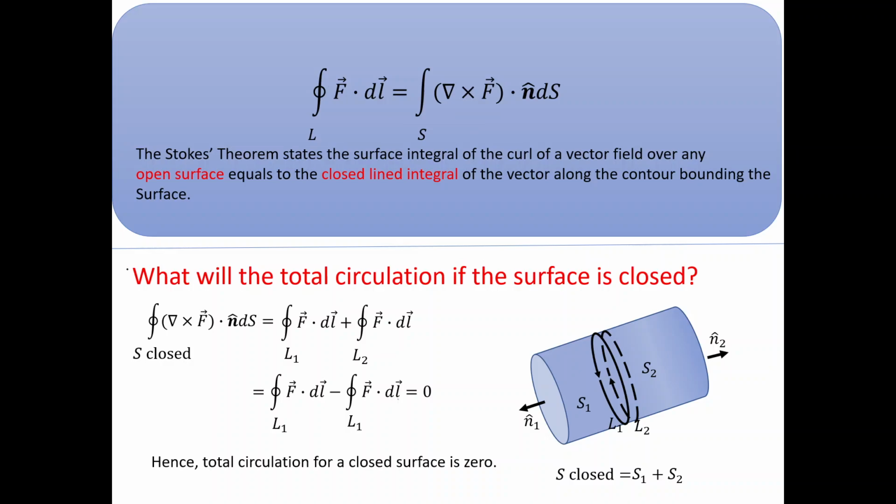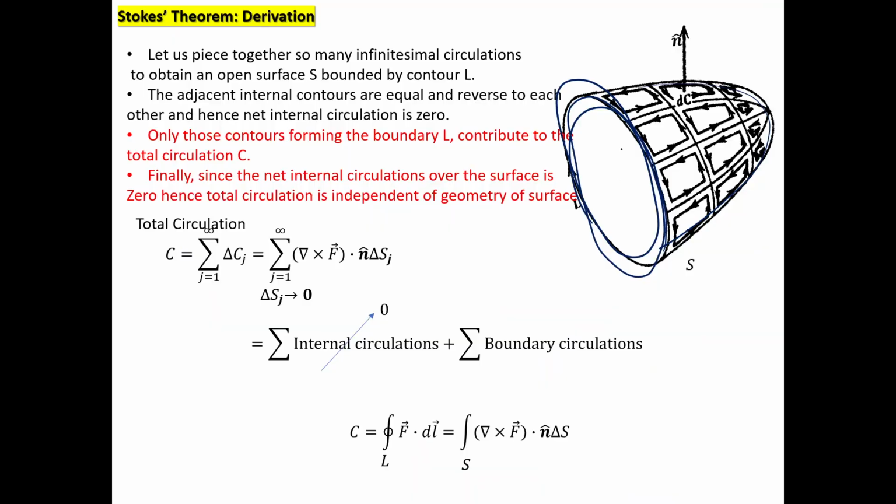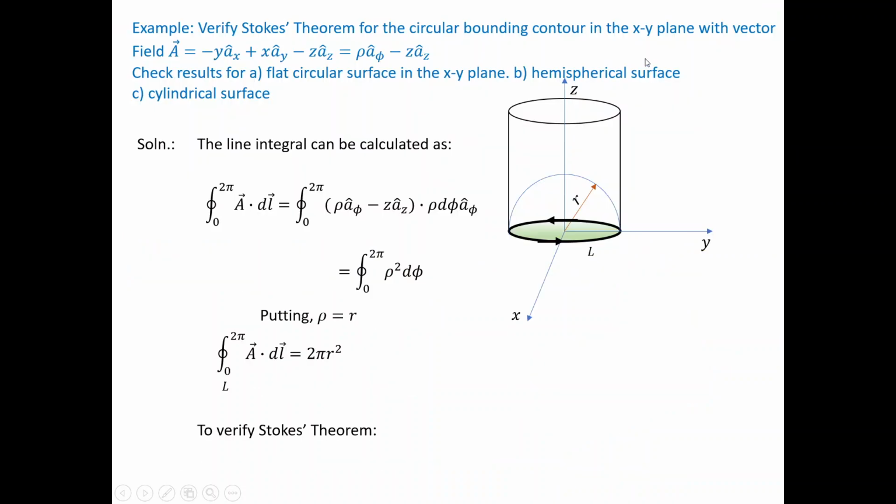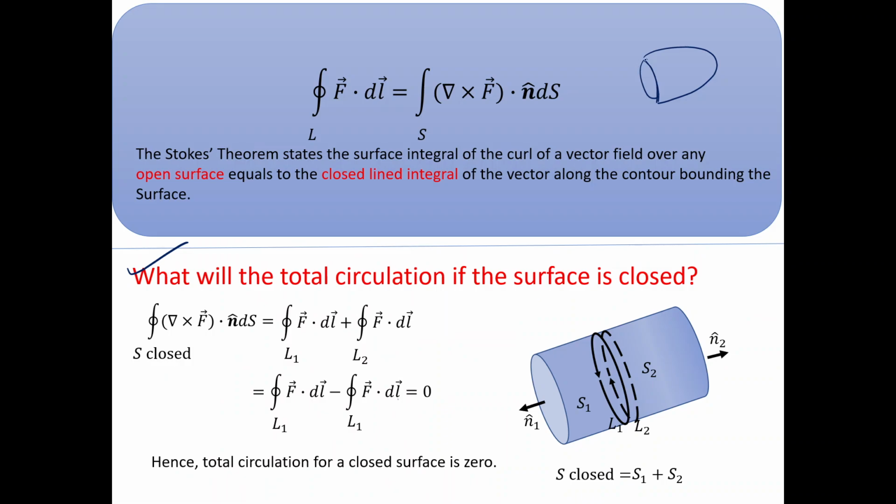Now let us see one more point. Stokes theorem is applicable for an open surface, but what will happen if we try to close the surface? Suppose this is the open surface. Now what we are doing? We are trying to close the surface. Now we have closed the surface. The question is, what will be the total circulation if the surface is closed?